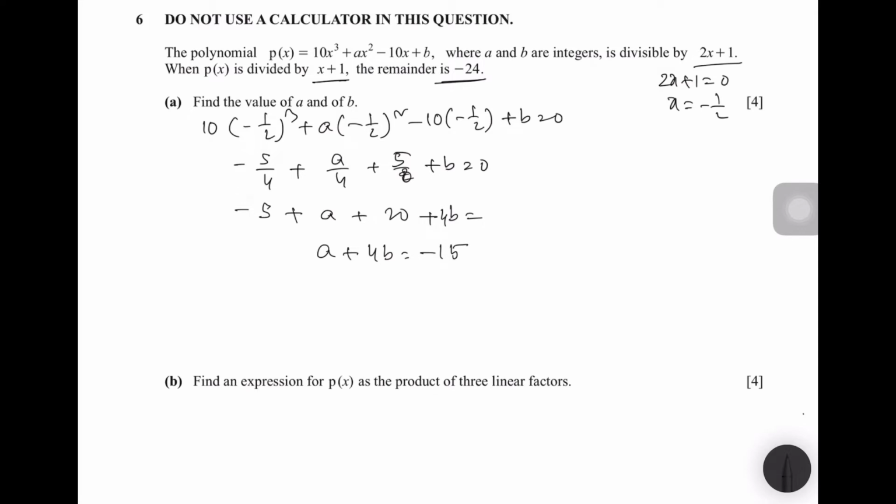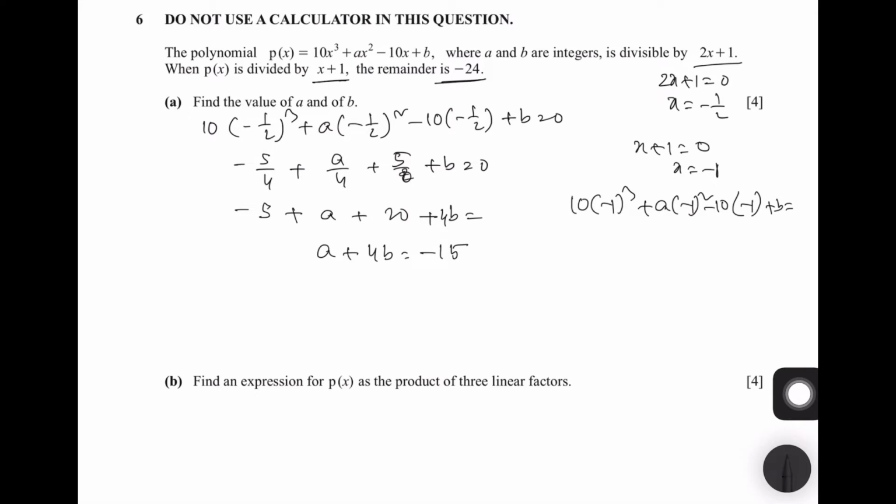Now since for x plus 1 the remainder is minus 24, let me substitute x plus 1 equals 0, x equals minus 1. So let me substitute here. 10 times minus 1 whole cube plus a times minus 1 whole square minus 10 times minus 1 plus b equals minus 24. Now let us simplify here. Minus 10 plus a plus 10 plus b equals minus 24. So this 10 cancelled. A plus b equals minus 24.